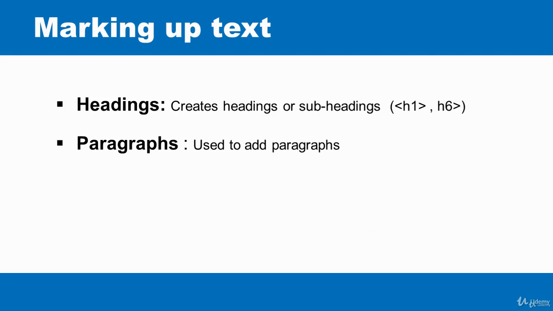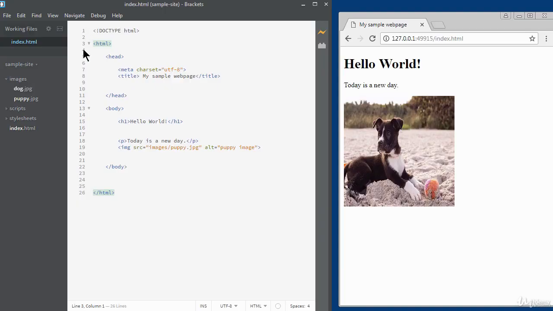So I'm going to show you an example of using a paragraph tag to mark up or add a paragraph to your web page. Inside our document here, you can see on line 18, I've used a paragraph tag to add a paragraph to the page, and you can see the content inside the paragraph says "today is a new day," and that's displayed. So you can use the paragraph tag to add as many paragraphs as you want and to any areas of your web page or document.